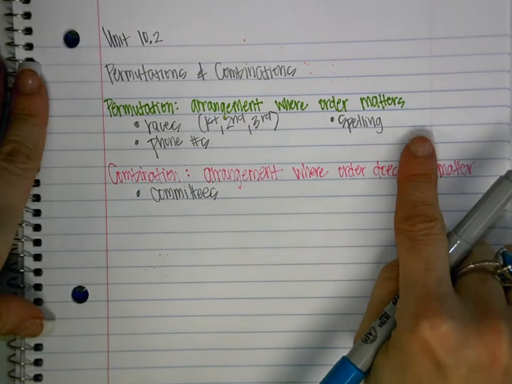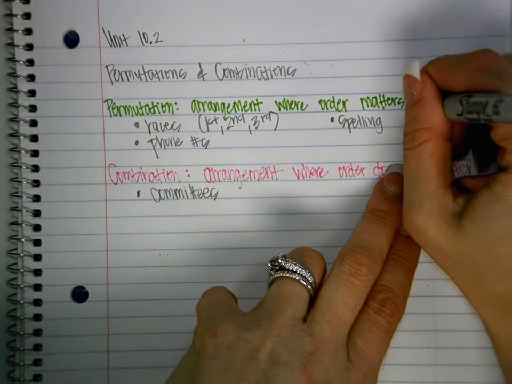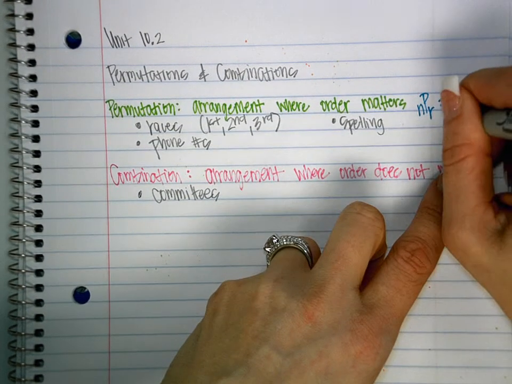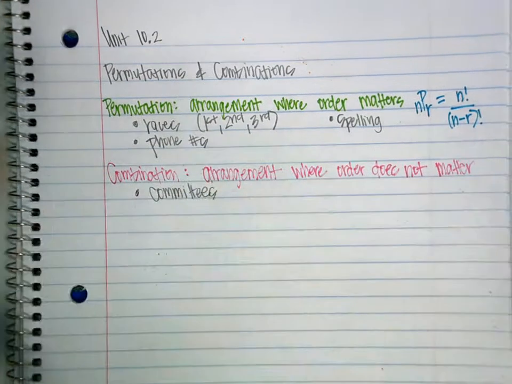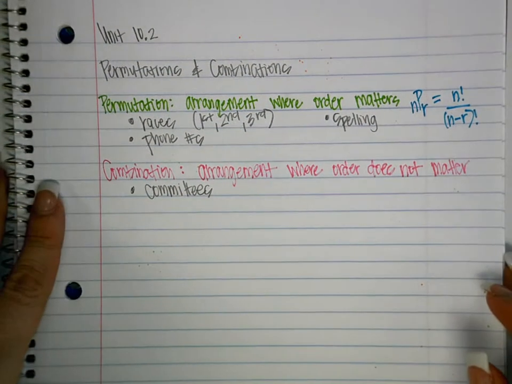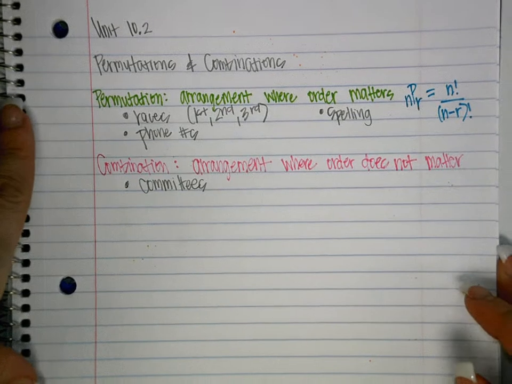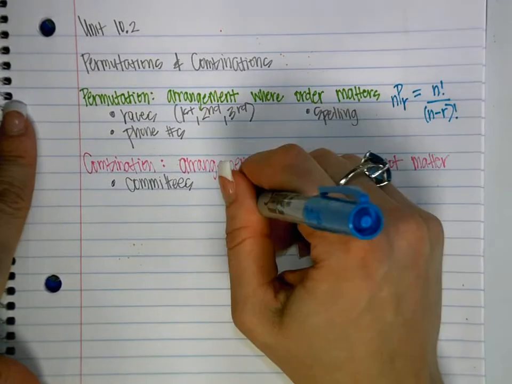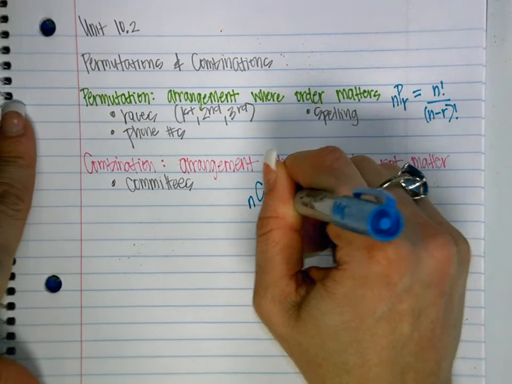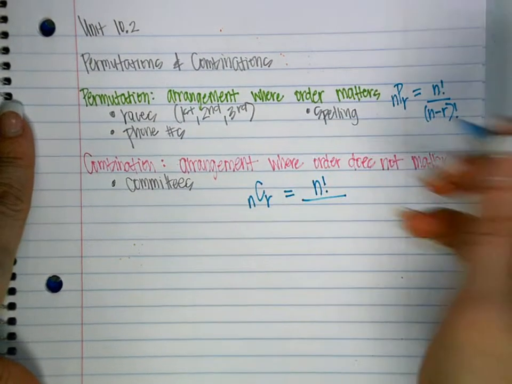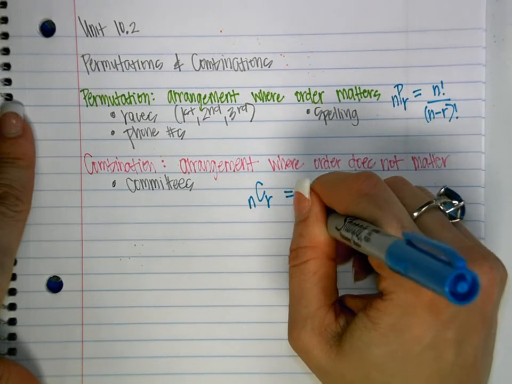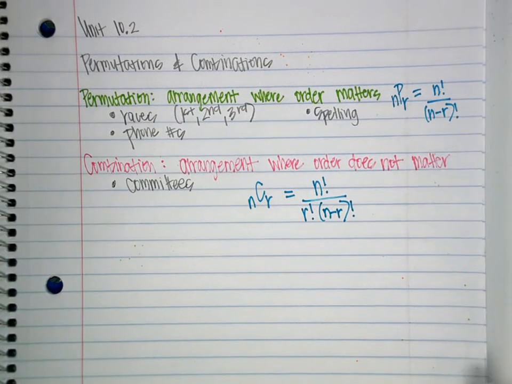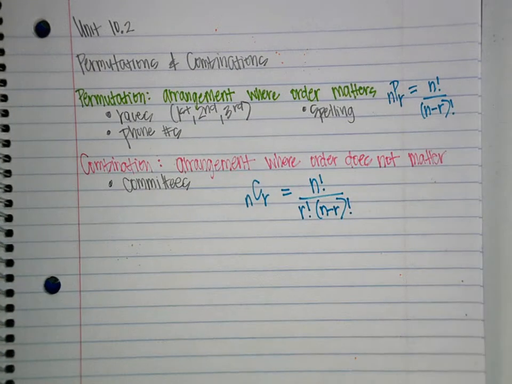Okay, the formula for a permutation is nPr, and that is equal to n factorial divided by (n minus r) factorial. A combination's formula is nCr, and it is equal to n factorial over r factorial multiplied by (n minus r) factorial. So we're going to be dealing with 2 different formulas today and for this whole unit.